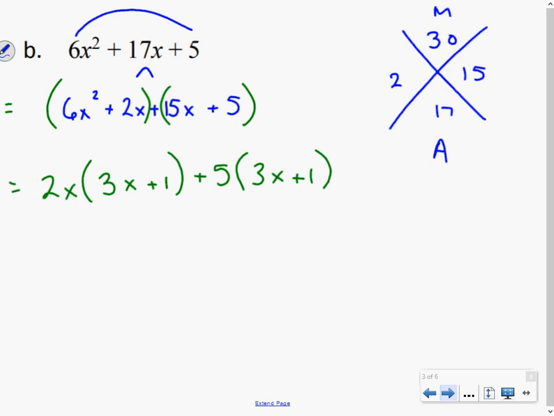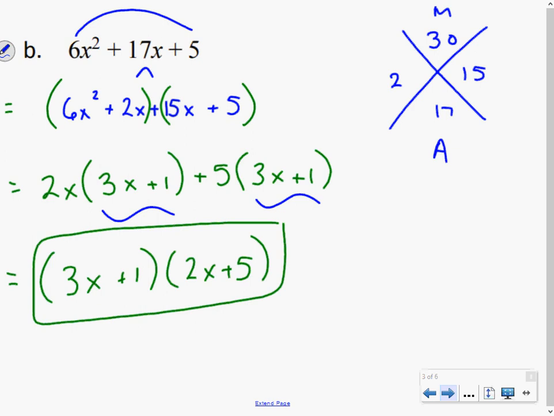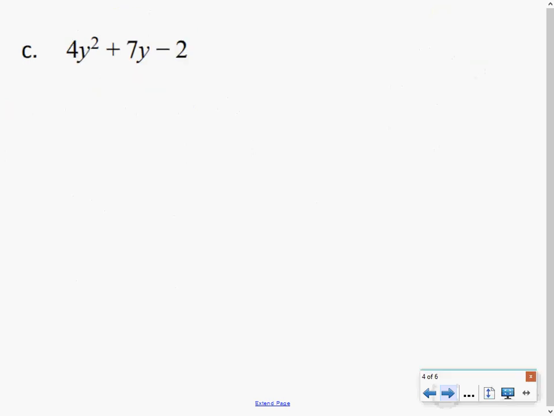If we factor 3x plus 1 out of our entire expression here, we're going to get 2x plus 5 left over, and that is going to be our final factored form. Again, if you're not sure if you're correct, FOIL it, multiply it back together, and make sure it matches your original trinomial. Okay, last example here.